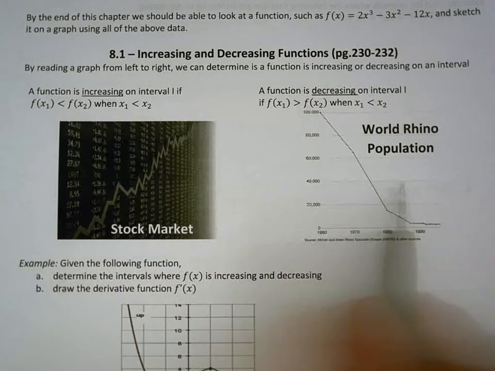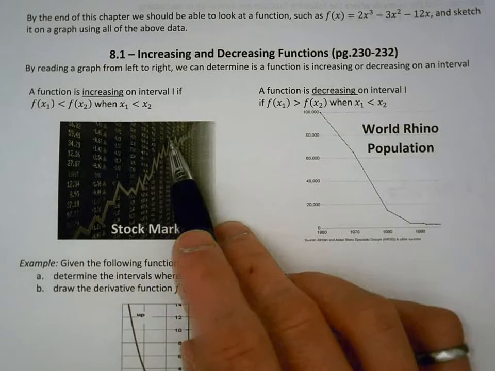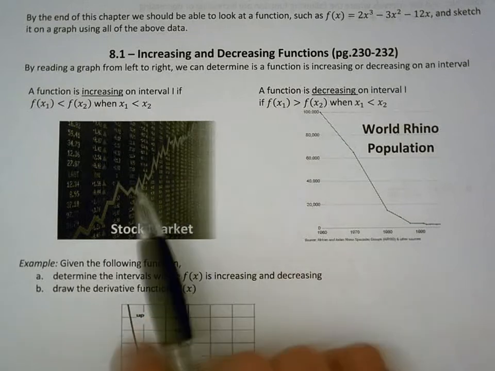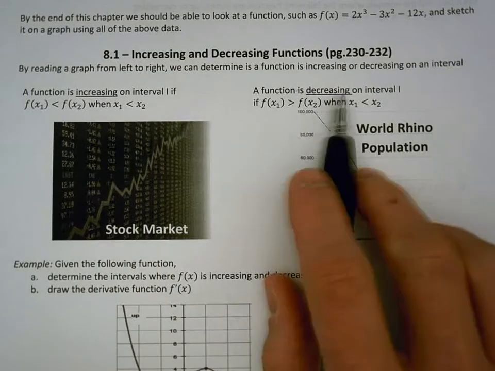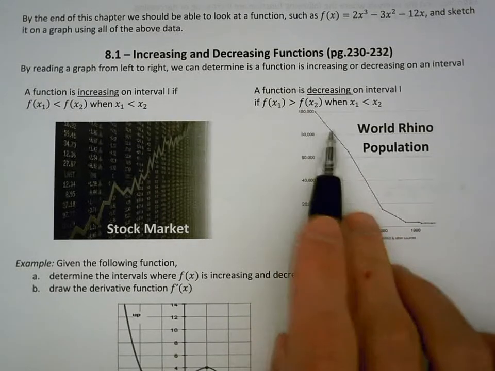I'll look at the second one. So this is the stock market. In general, over time, the stock market always goes up. Even though there are big drops that happen, the Great Depression, the Great Recession, in general, if you looked at it over a long period of time, it's kind of an increasing function. A decreasing function is the opposite. As the x values go up, the y values go down.